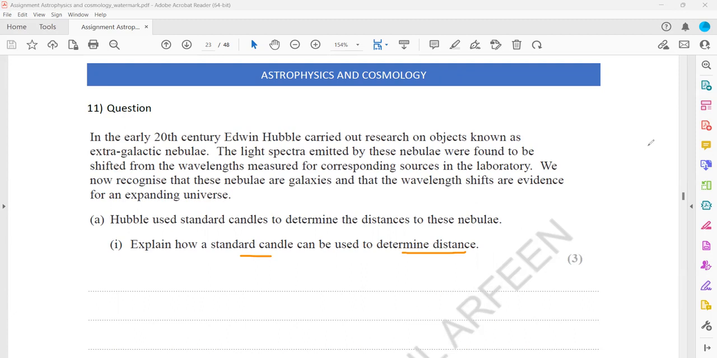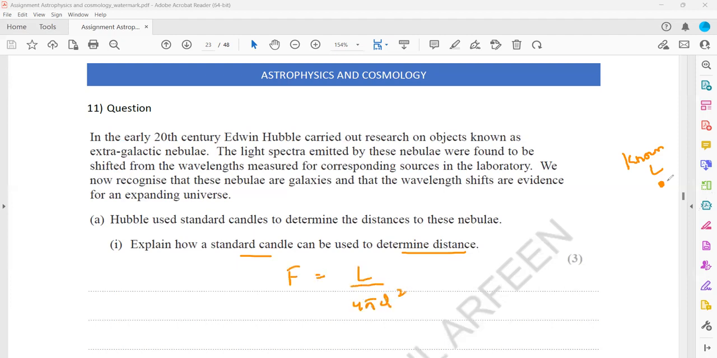Normally, when we apply the concept of a standard candle, we say that this star or this object has a known luminosity. So we know the luminosity of the object. What we do is, the radiation flux or brightness of the candle is measured on the Earth, and then we use the formula that the flux is equal to luminosity divided by 4 pi d squared.